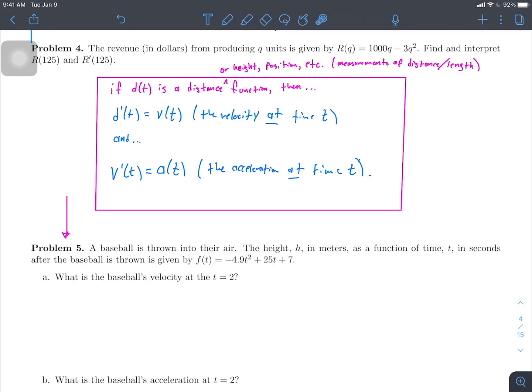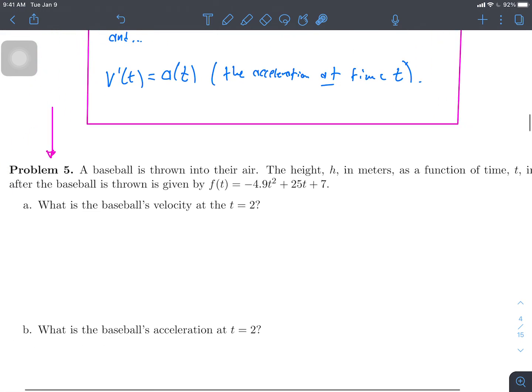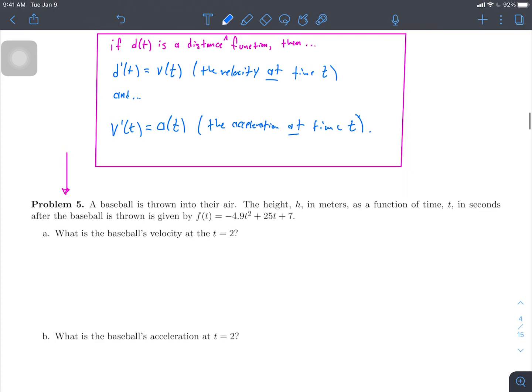So in this next problem, we have a baseball which is being thrown into the air, and the height h in meters as a function of time is given by this function. So we have a function describing a distance, and we want to know what is the baseball's velocity at t equals 2. So in other words, after 2 seconds, how fast is the ball going? That's our goal. So what should I do if I want to find the baseball's velocity for this problem? I want to know what is v of 2 equals question mark. Any ideas or strategies of how I could start this one?